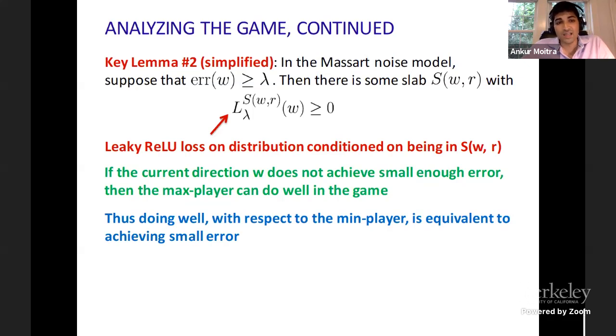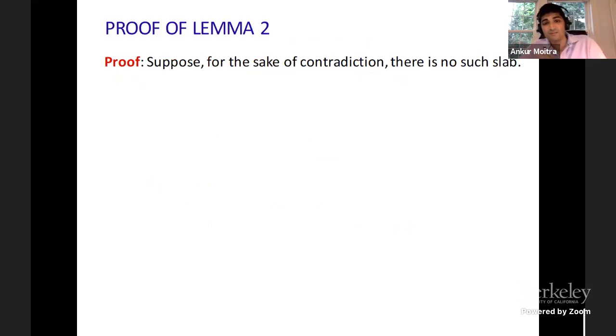So let's prove this key lemma. This will be the only remaining proof I have left in this talk, but then I'll talk about some conceptual things about this work.